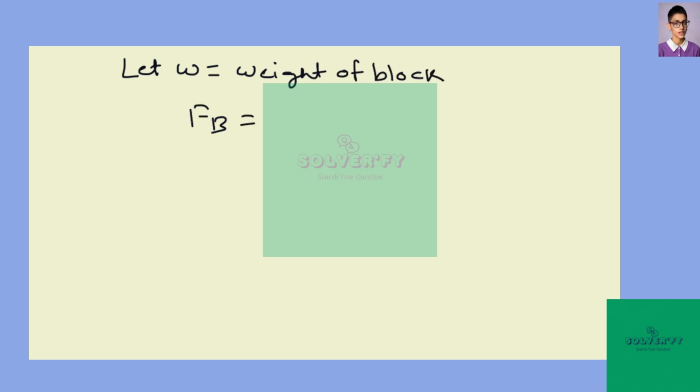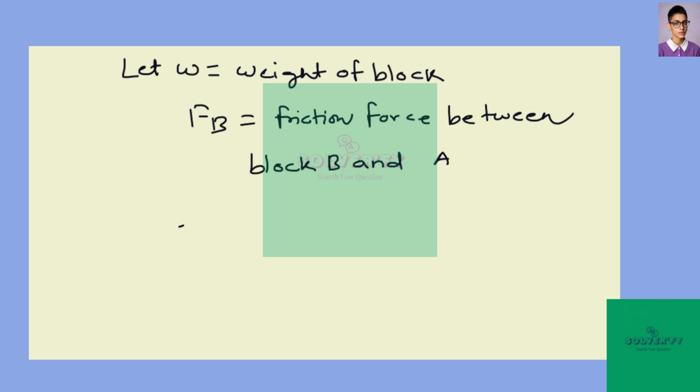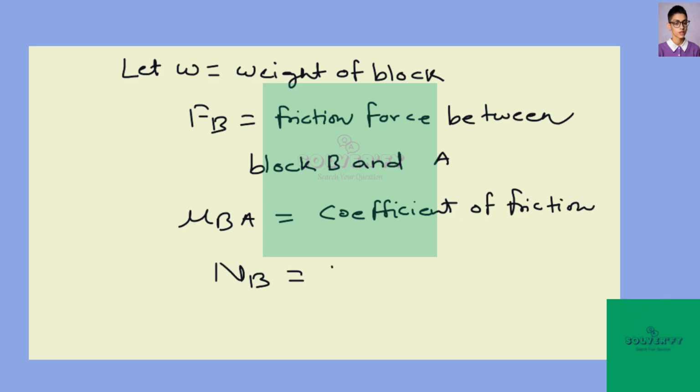On going further, let W is equal to weight of block, FB is equal to friction force between block B and A, mu BA is equal to coefficient of friction, and NB is equal to normal force between B and A block.